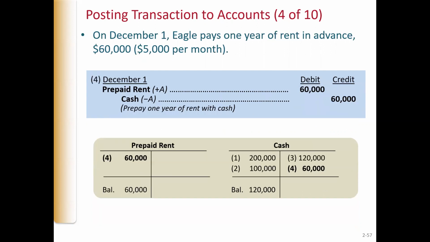On December 1st, Eagle pays 1 year of rent in advance, $60,000, which is $5,000 per month. We debit our prepaid rent for $60,000. We credit our cash for $60,000. We show a debit to the account prepaid rent. We show a credit to our cash for $60,000.